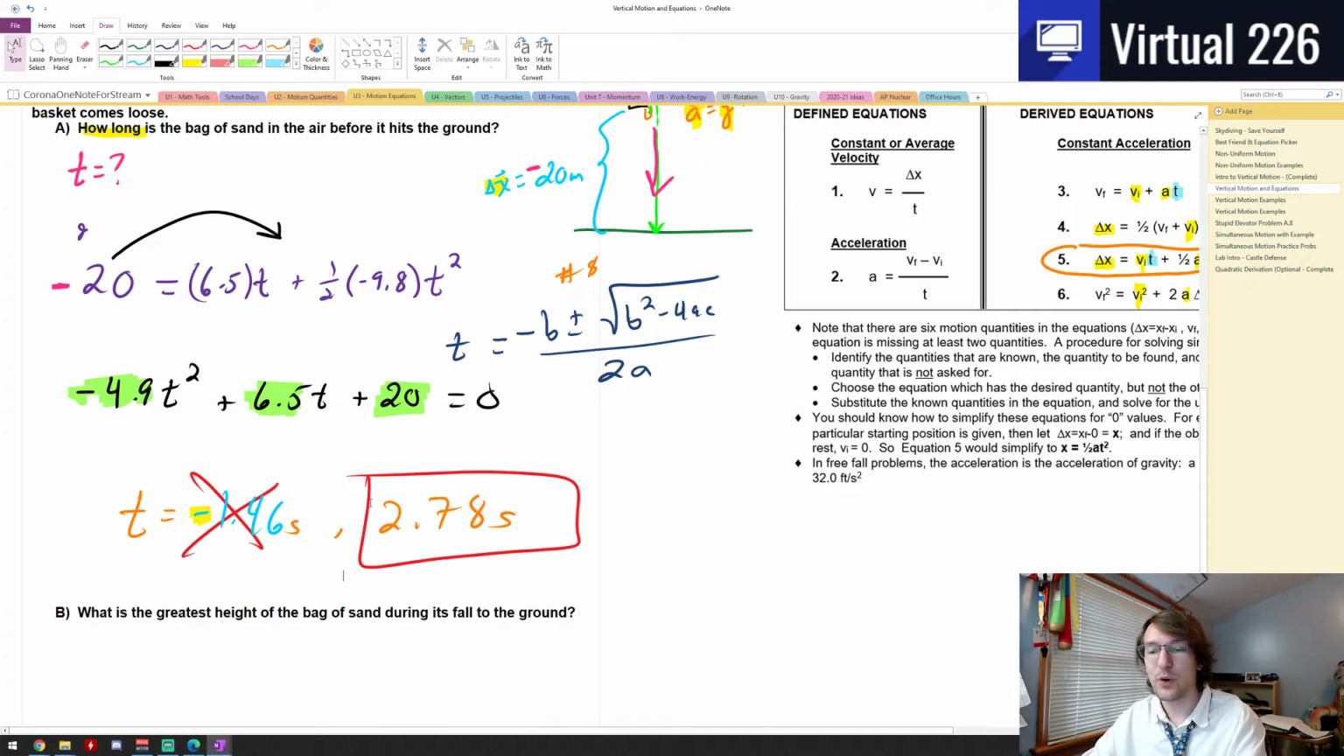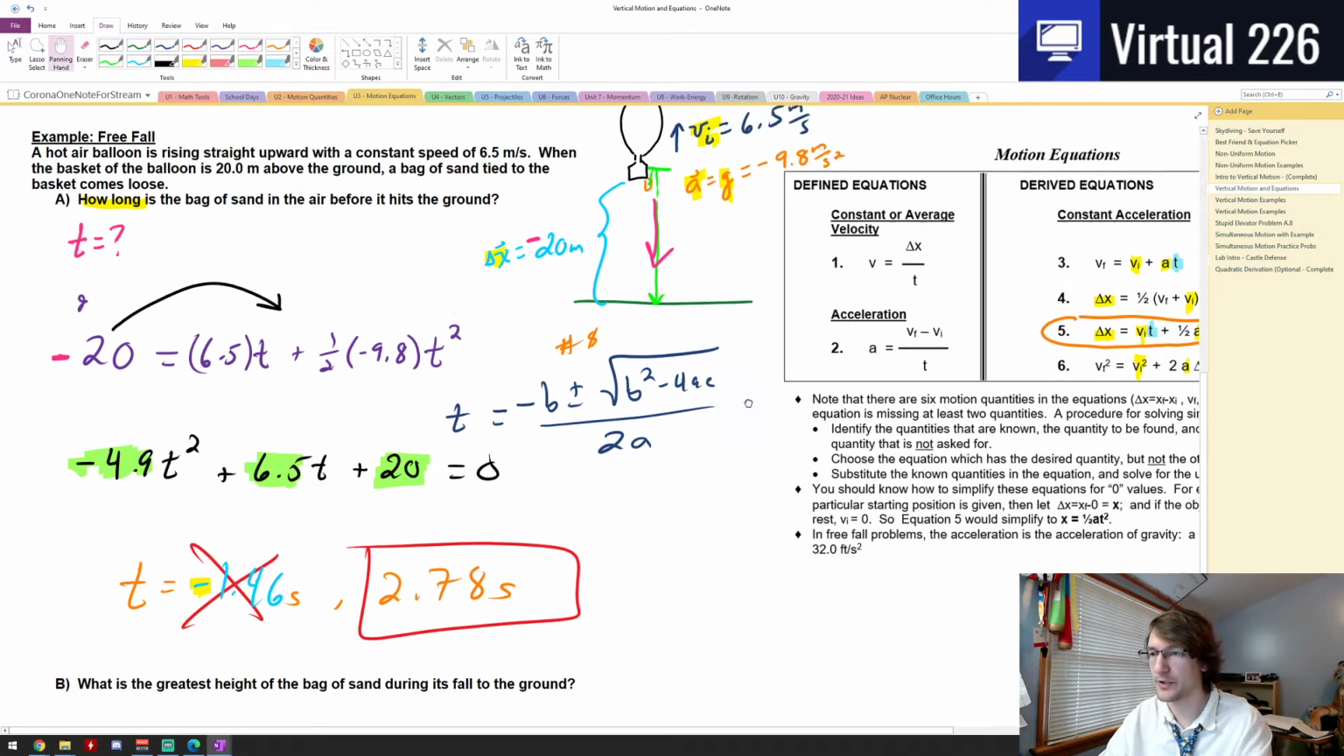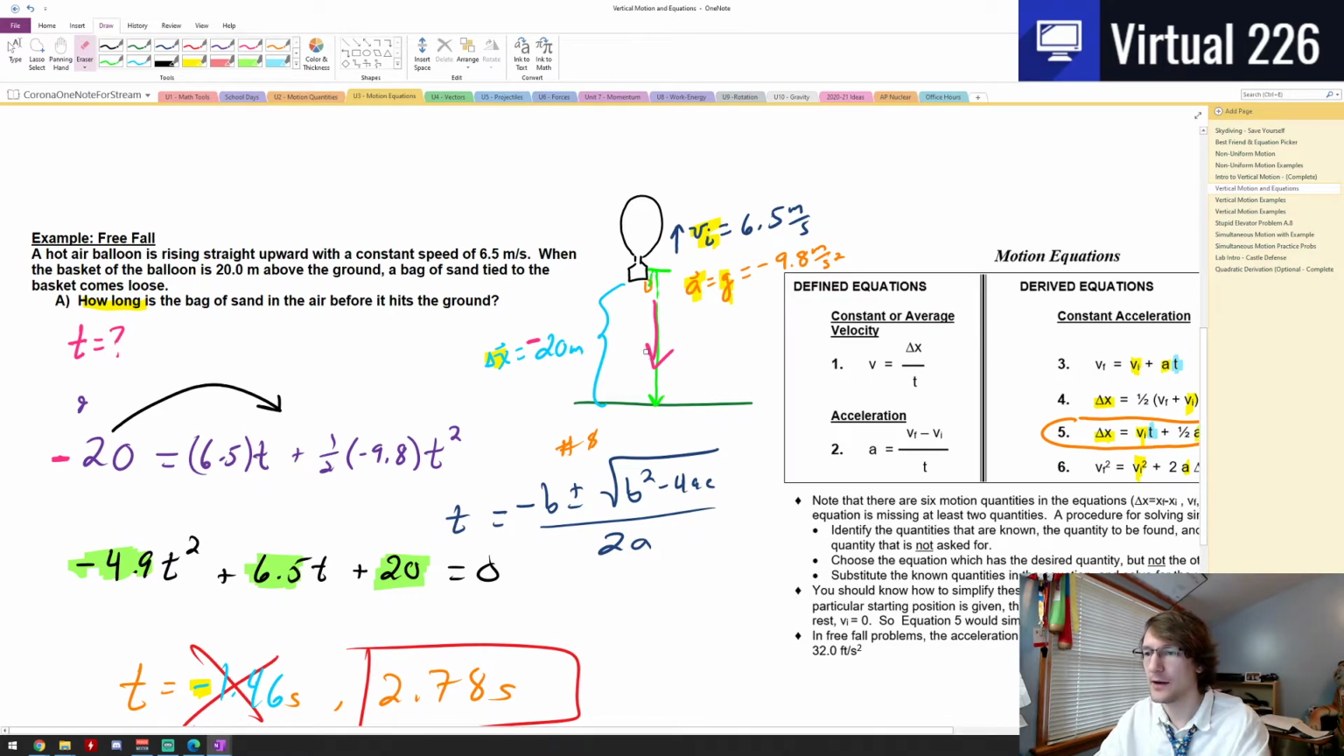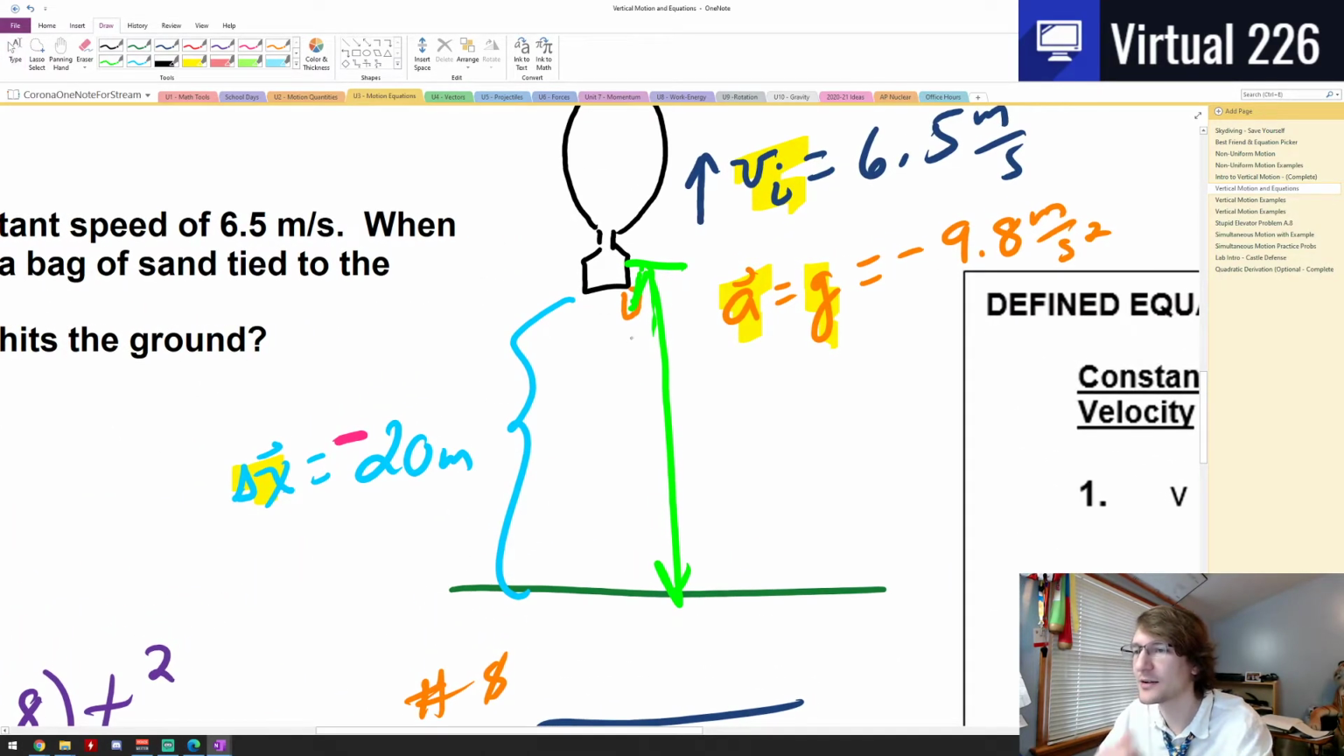Now, if we want to find what's the greatest height of the bag of sand during its fall to the ground, well, let's go back up to our picture because the picture's super nice. Well, if we look at our bag of sand here, we talked about a moment ago that the bag of sand is going to be moving up a little bit. It's going to go up, and then it's going to fall down. So there's actually going to be this extra little delta h, or this little delta x, right here. It's this little extra displacement given, okay? So we need to look at what that is, and then we can add it to the 20 we had that's beneath it, because we're 20 meters in the air, and then this little bit extra. So how can we find what that little bit extra is?